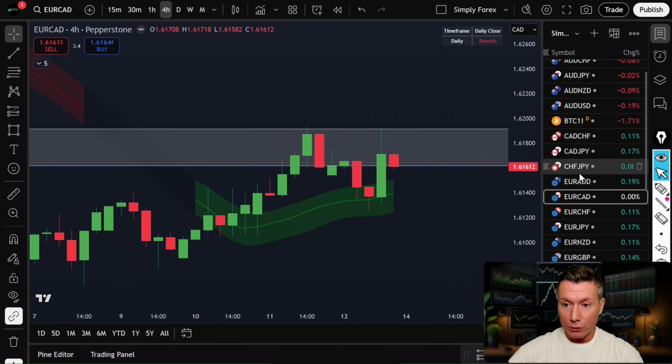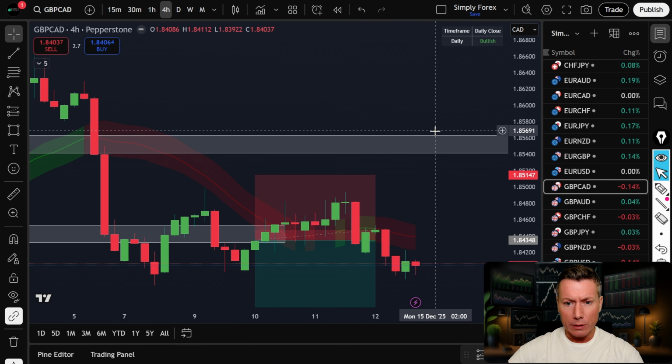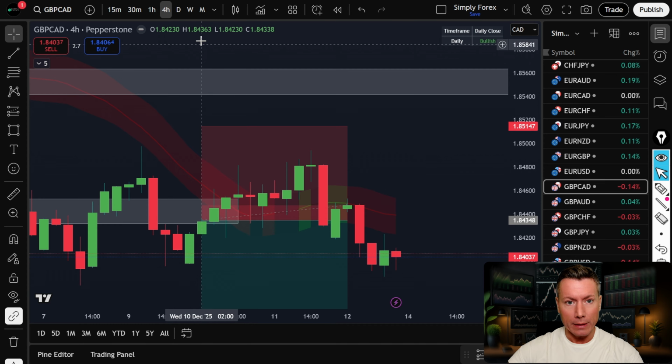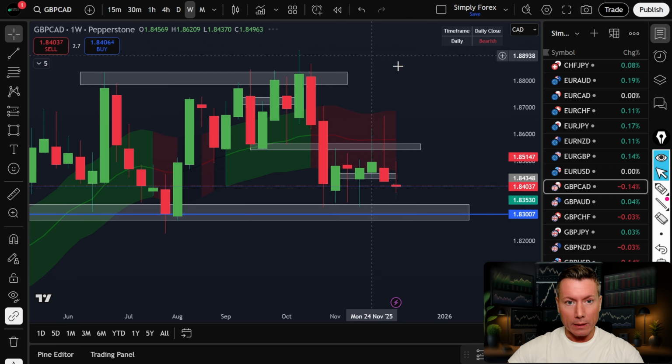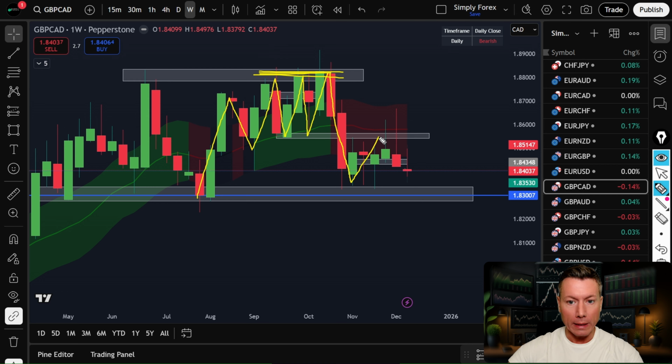Pound Canadian dollar, I also like this trade. I am in this trade as well. You can see my trade right there. But let's start with the weekly. And again, right, we was in this uptrend. It became a little bit rangy because it wouldn't break this weekly resistance, and then bang, we broke down, and this is where we're at.